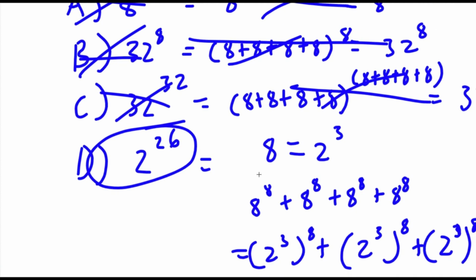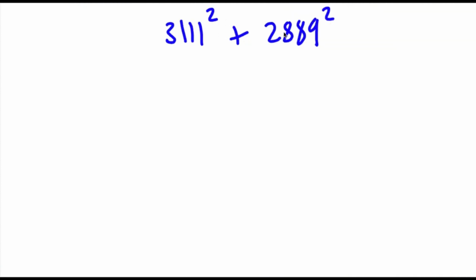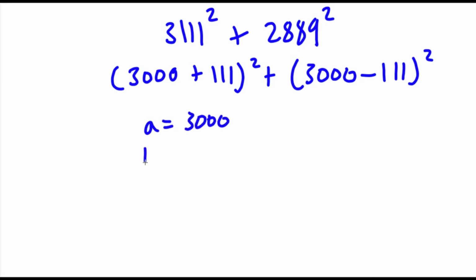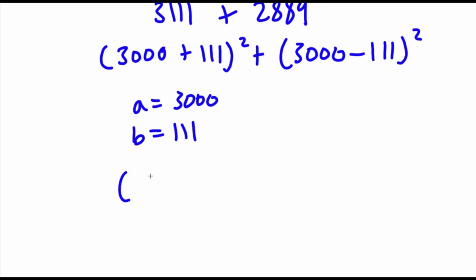Now it's time for our bonus problem. 3,111 squared plus 2,889 squared. Now the first thing I'm going to do is rewrite this as 3,000 plus 111 squared plus 3,000 minus 111 squared. Now I'm going to set A equal to 3,000, and I'm going to set B equal to 111. So now, if I substitute these in, I get A plus B squared plus A minus B squared.